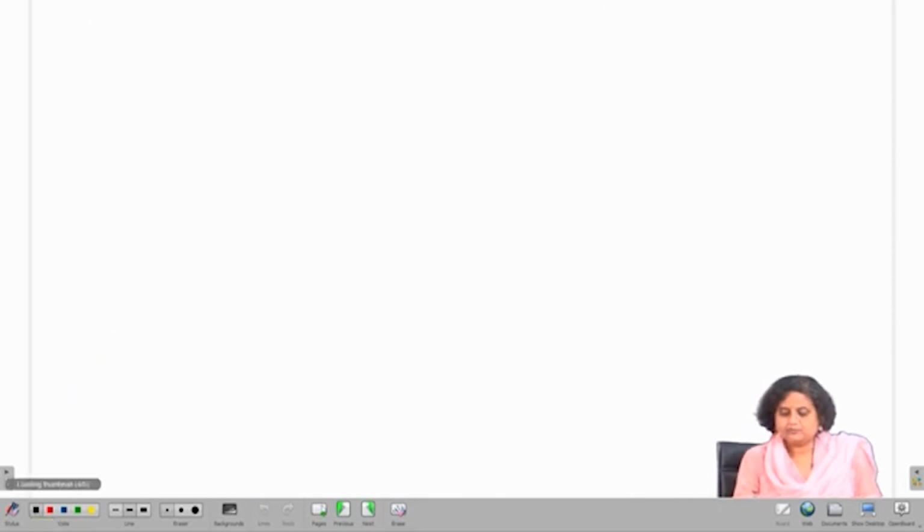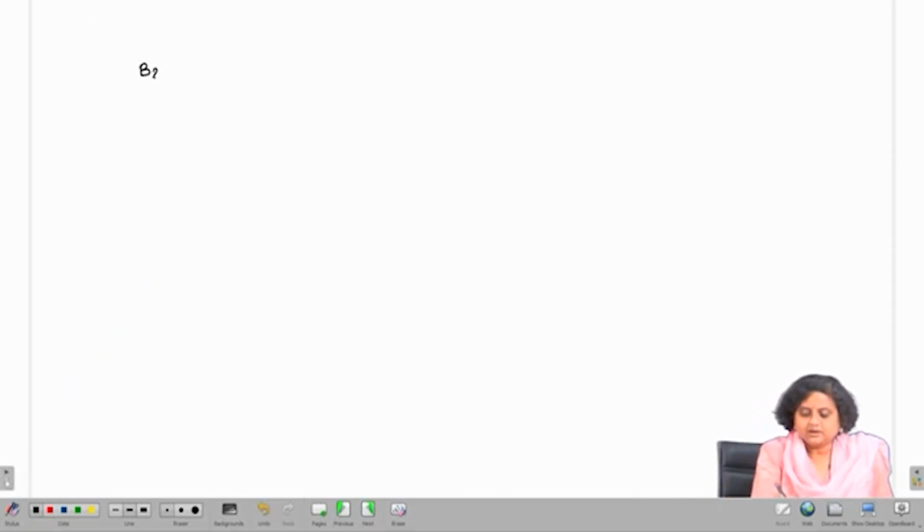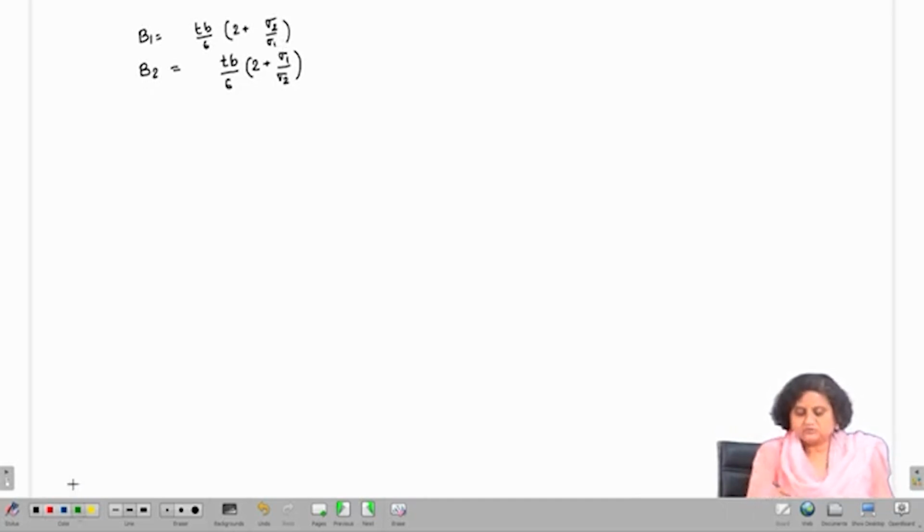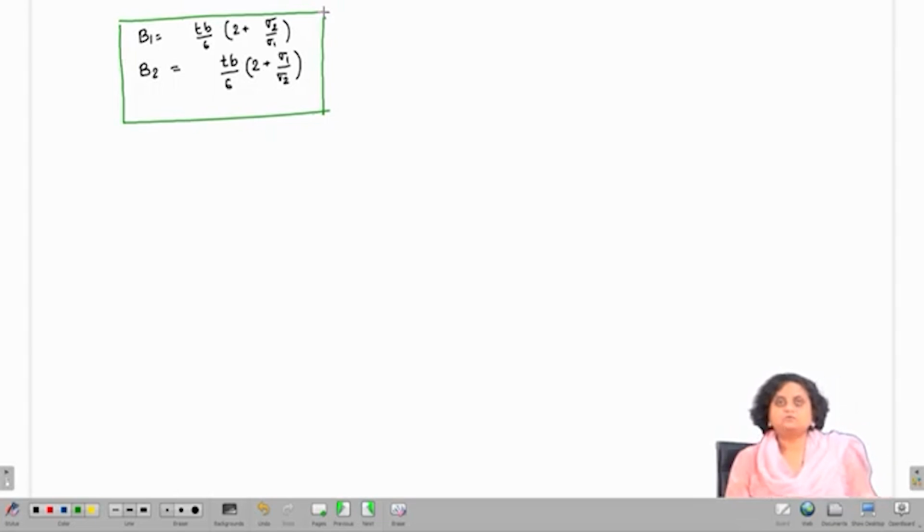So, the B2, by using the same way that we have derived, is going to be TB by 6 times (2 plus sigma 1 by sigma 2). This one will just be the numerator and the denominator swapped. So, B1 is TB by 6 (2 plus sigma 2 by sigma 1), and B2 is just going to be the same with the ratio of sigma 2 and sigma 1 flipped. Let us call that equation 1, and let us use this equation to solve an example problem.